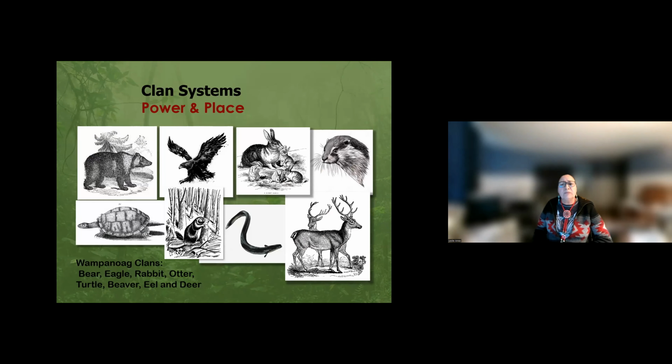As with the Haudenosaunee and many tribes across the country, we divide groups of related people or families into clans. Like the Haudenosaunee Confederacy, we trace our clans through the maternal line, or the matrilineal. In our Wampanoag culture, our family clans are symbolized by the animals you see here from the three earth elements of land, water, and air. Currently, we have eight clans: the bear, eagle, rabbit, otter, turtle, beaver, eel, and deer clans. I'm a member of the Wampanoag Eel Clan, so it came naturally to me to be committed to conserving and protecting water.